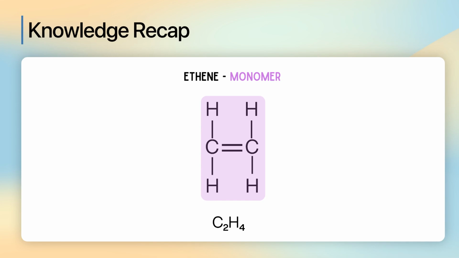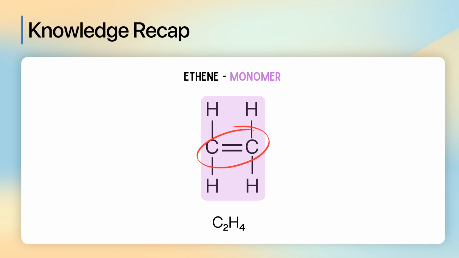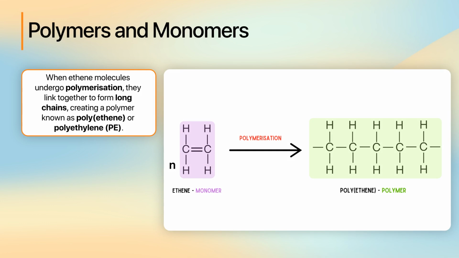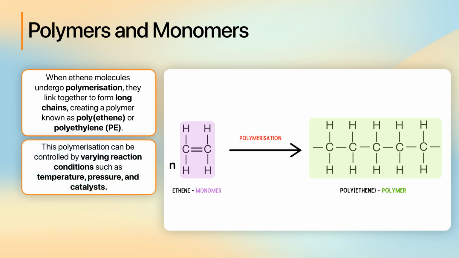Ethene is a simple hydrocarbon consisting of two carbon atoms double bonded to each other, with each carbon atom also bonded to two hydrogen atoms. When ethene molecules undergo polymerisation, they link together to form long chains, creating a polymer known as polyethylene. This polymerisation can be controlled by varying reaction conditions such as temperature, pressure, and catalysts, leading to different forms of polyethylene with distinct properties.